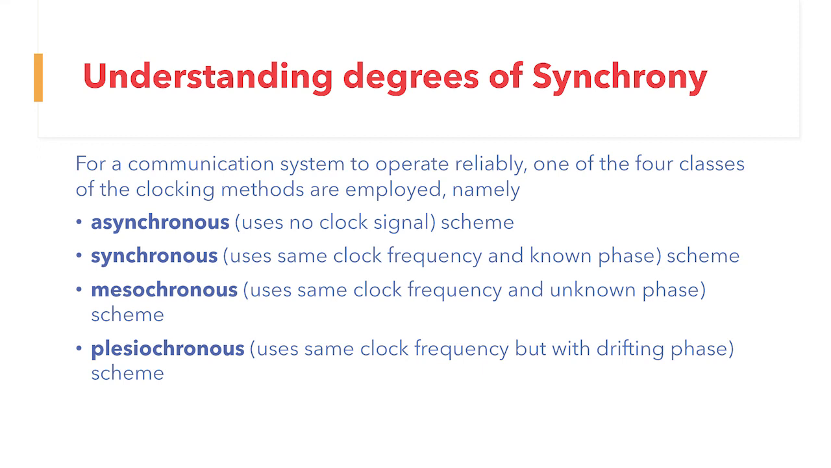For a communication system to operate reliably, one of four classes of clocking methods is employed. Asynchronous, which you already know, uses no clock signal scheme. Then there is synchronous, which uses the same clock frequency, and you already know the phase. Both of these you know already. The third and fourth are not used commonly. Mesochronous uses the same clock frequency, but you don't know the phase information. And plesiochronous uses the same clock frequency, but with a drifting phase scheme.